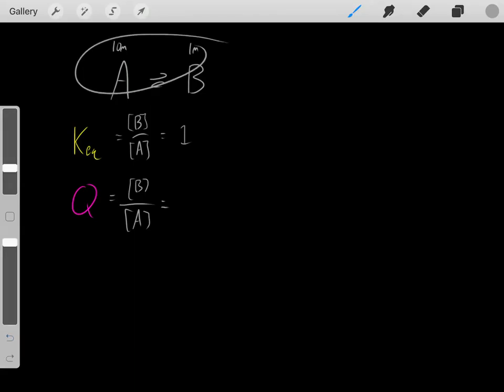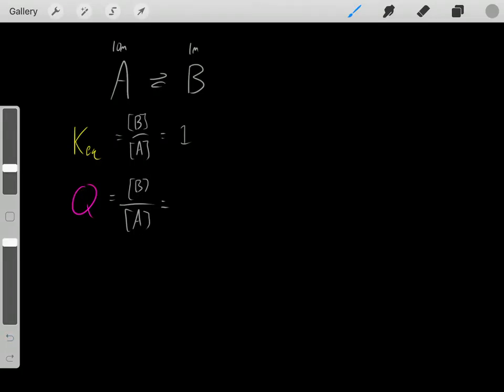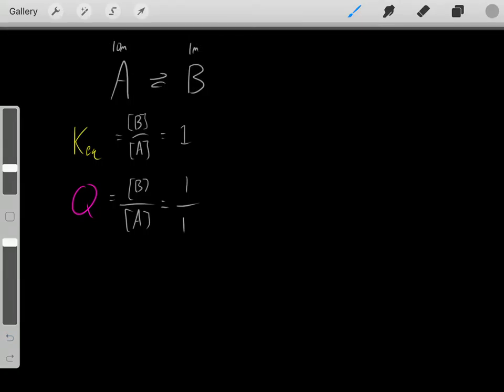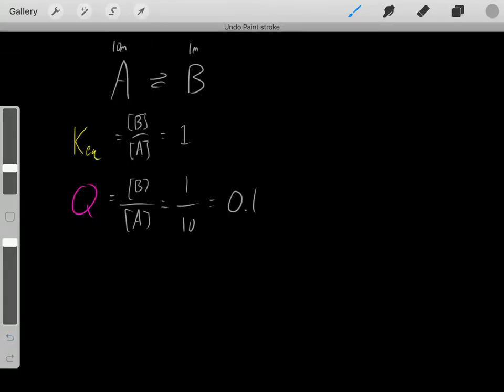So we can clearly see we're not at equilibrium. What would the reaction quotient be? Well, again, at the current concentrations, B would be 1 and A would be 10. So now we would have a reaction quotient of 0.1.